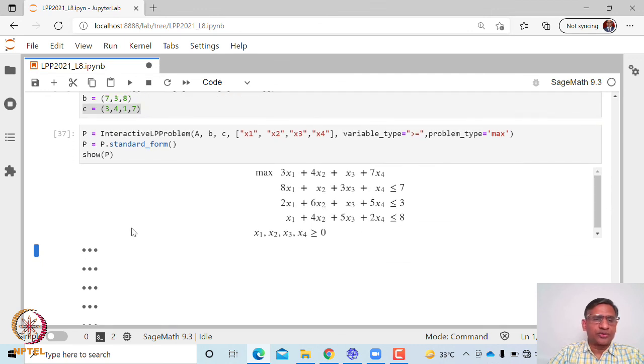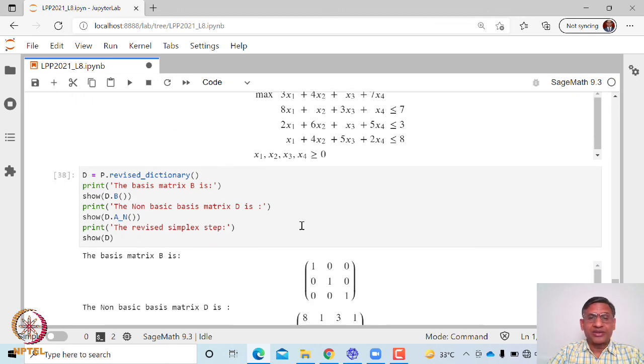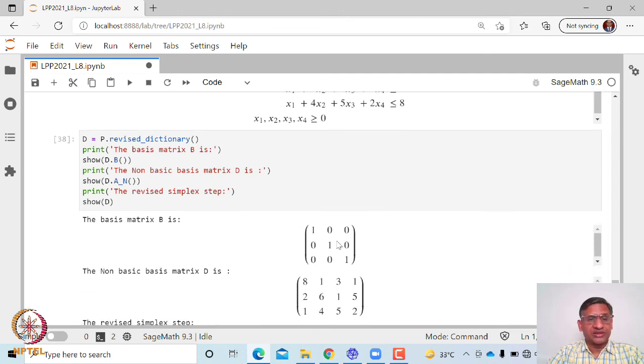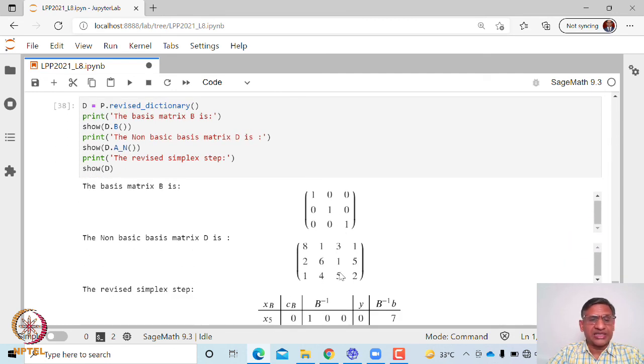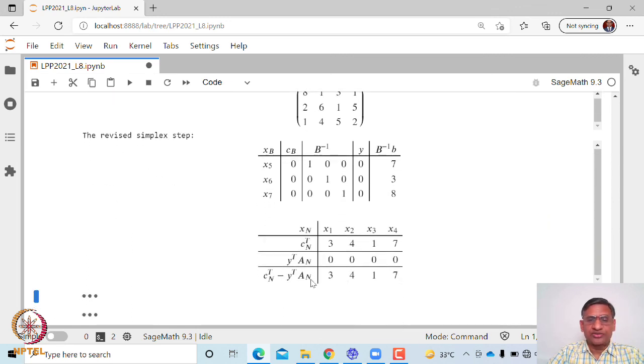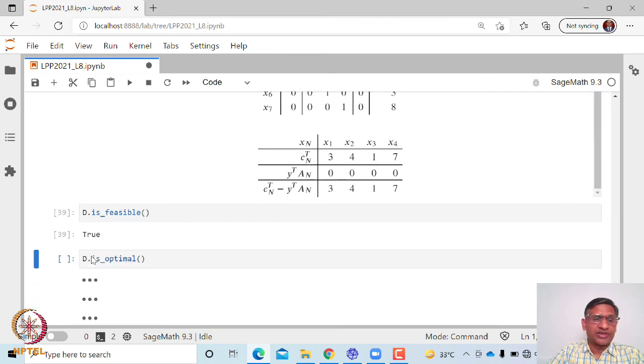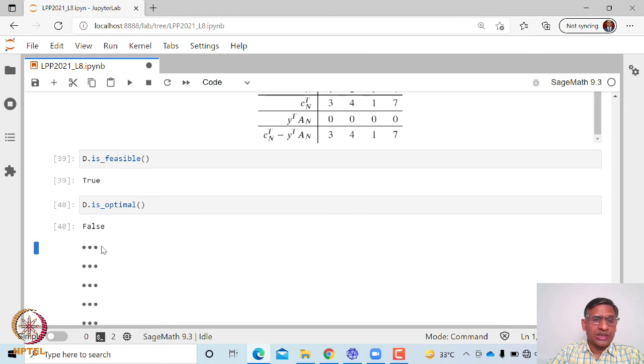Then convert this into standard form and ask it to show this problem. Right. Once you have done this, we can find the revised dictionary. That will give you the starting basic matrix, the non-basic matrix, and the initial revised simplex steps. Again, you can see here the revised reduced cost coefficients are 3, 4, 1, 7. All of them are positive in fact. So we choose the one which is the most positive, and first check whether D is feasible. The answer is yes. Check whether this is optimal. The answer is no. And then find out what the possible steps are.